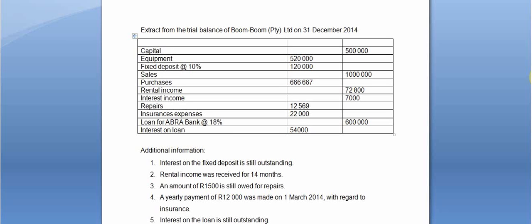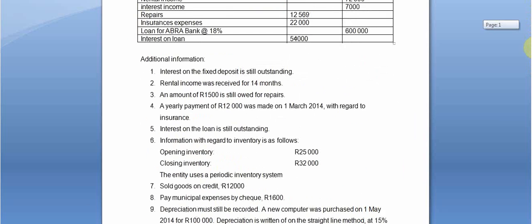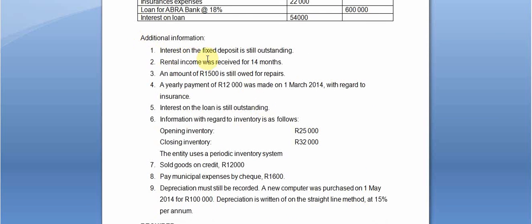You have a loan from Abrobank at 18% and you have interest on that loan. The additional information says that the interest on the fixed deposit is still outstanding. What is very important about year-end adjustments is that we are working with accounts like income receivable, income received in advance, prepaid expenses, and expenses payable. So you need to figure out, is the account too much or is it too little? If it's too much, you need to decrease it. If it's too little, you need to increase it.